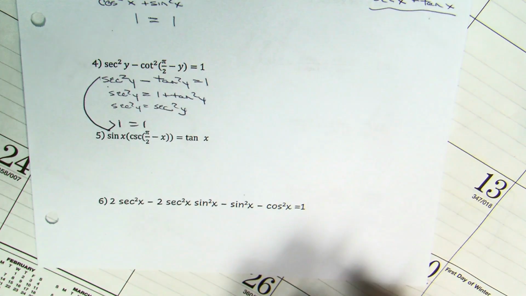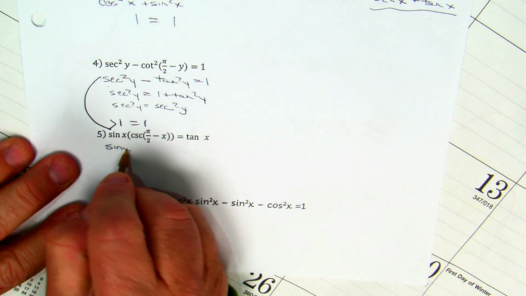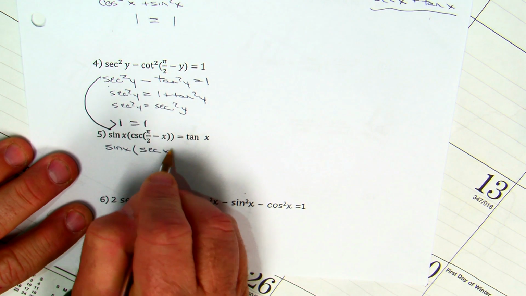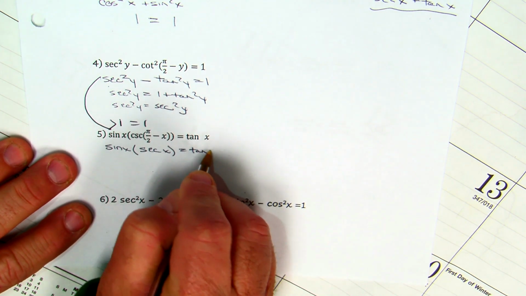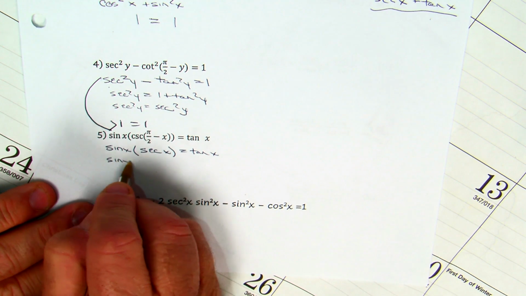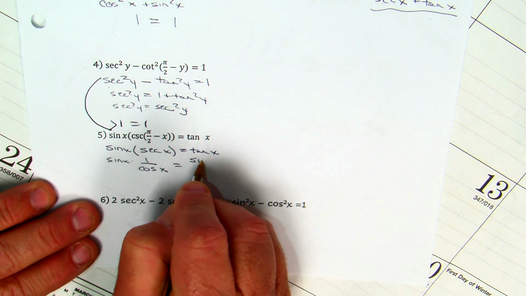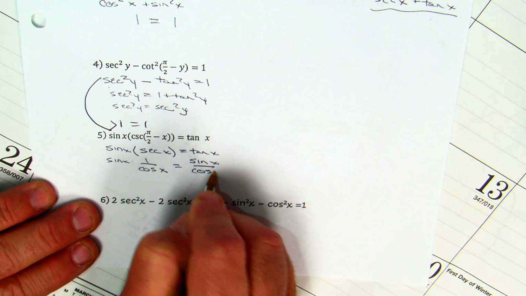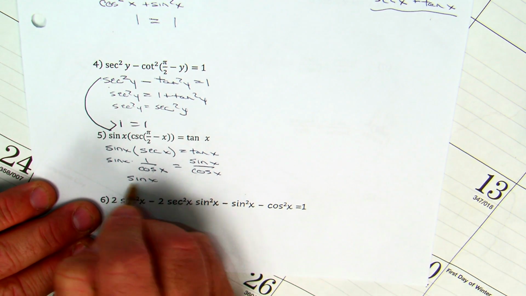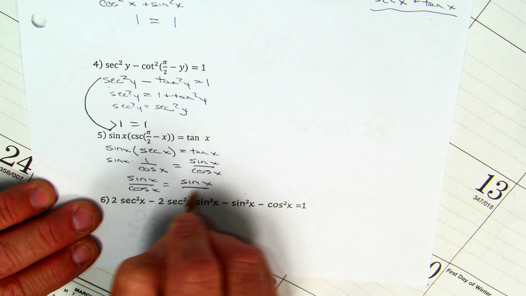Alright, again, I got a co and I got a pi over 2. So this becomes sine x times secant x. This becomes sine x times 1 over cosine x. And tangent x is sine x over cosine x. And then you can have sine x over cosine x equals sine x over cosine x.